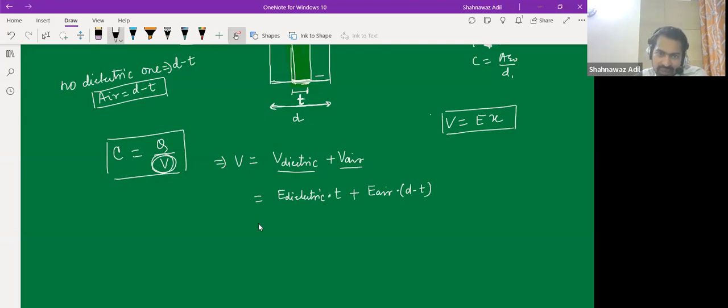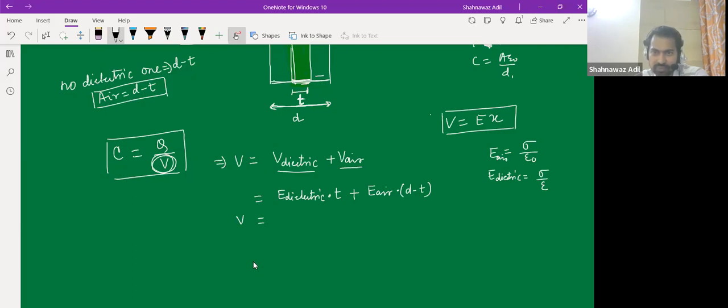And what is the electric field? We know that this is sigma by epsilon naught, but if we have a dielectric, this will change. For the dielectric one, the electric field would be sigma by epsilon. Understood?